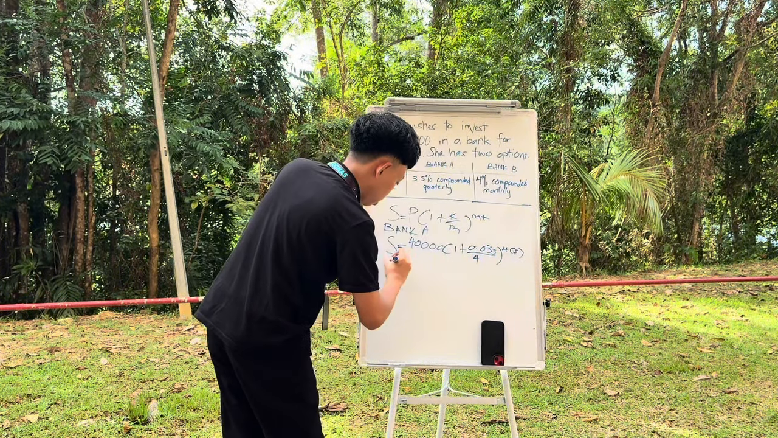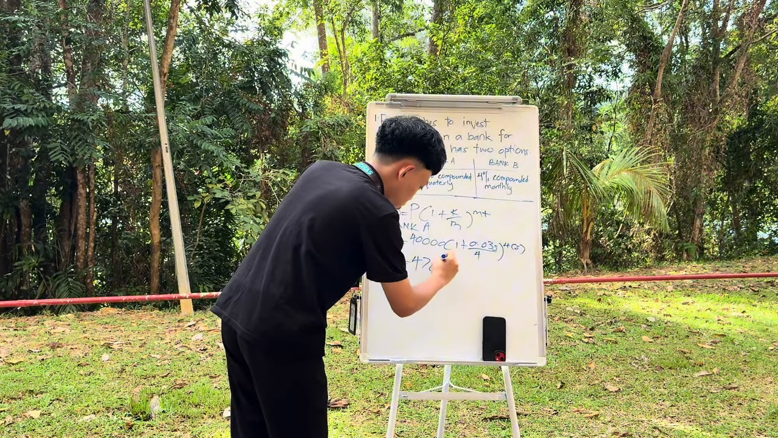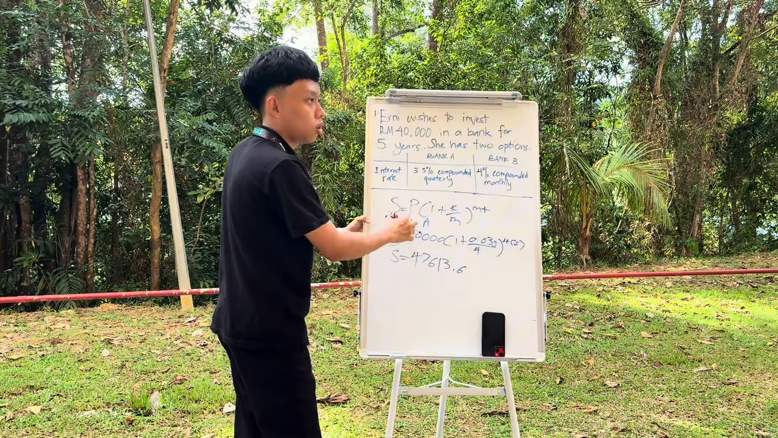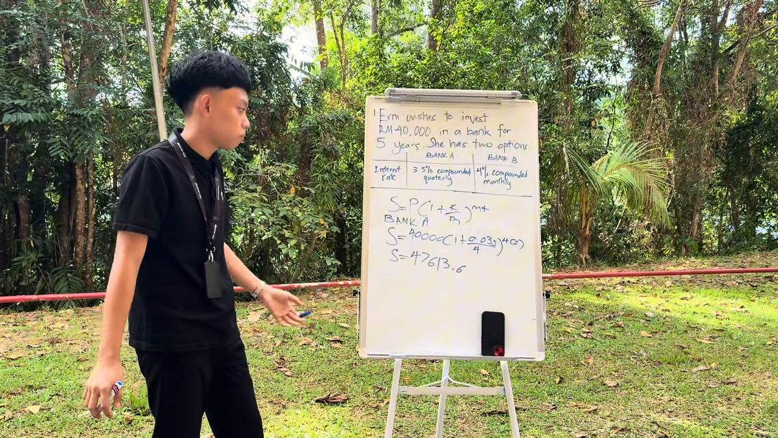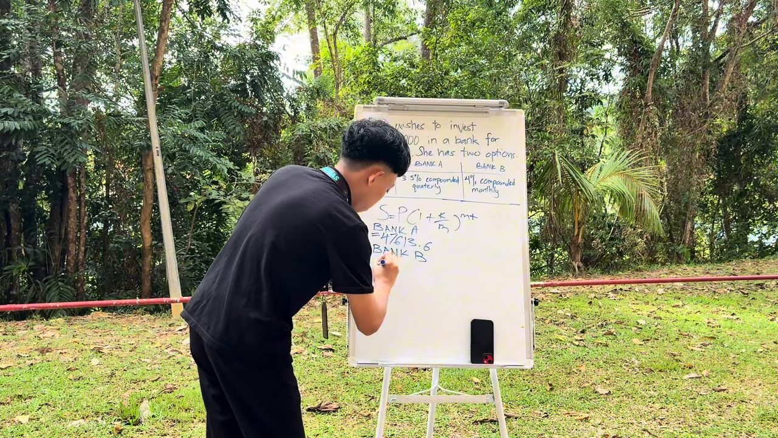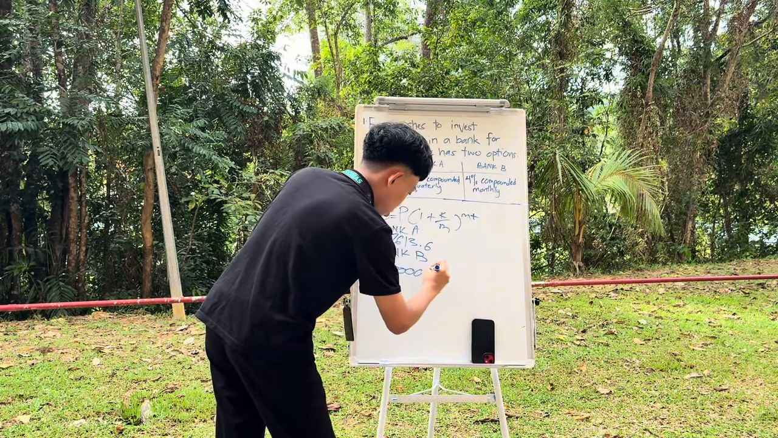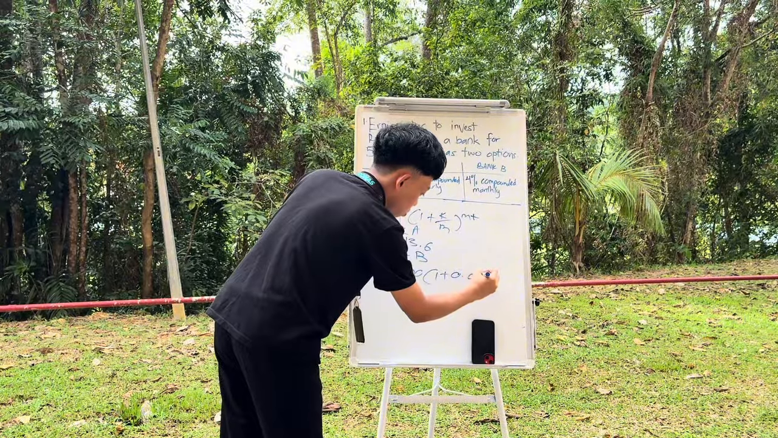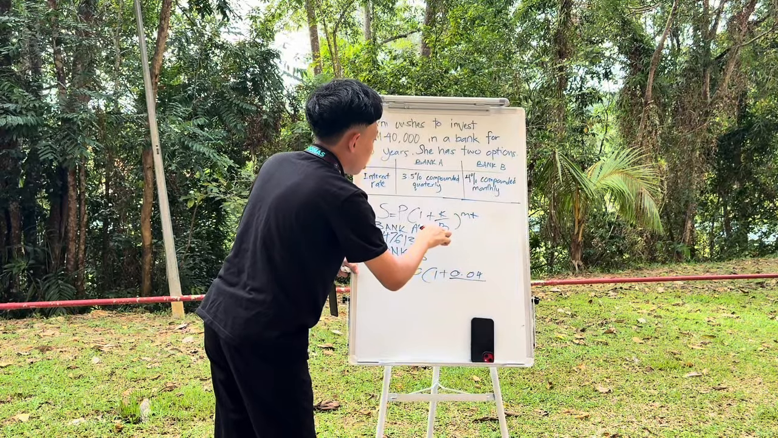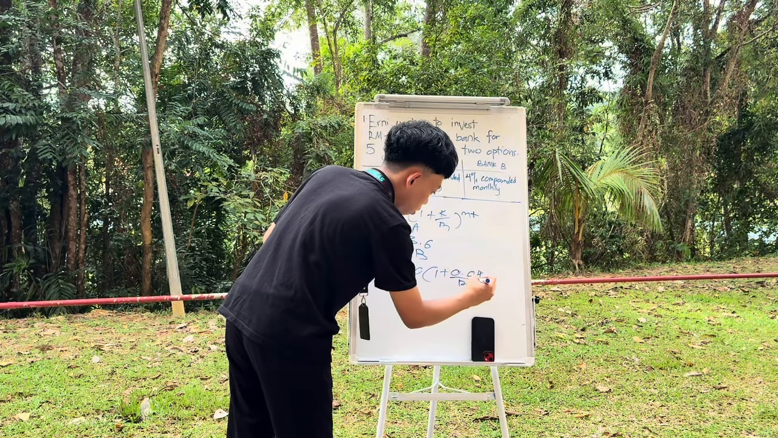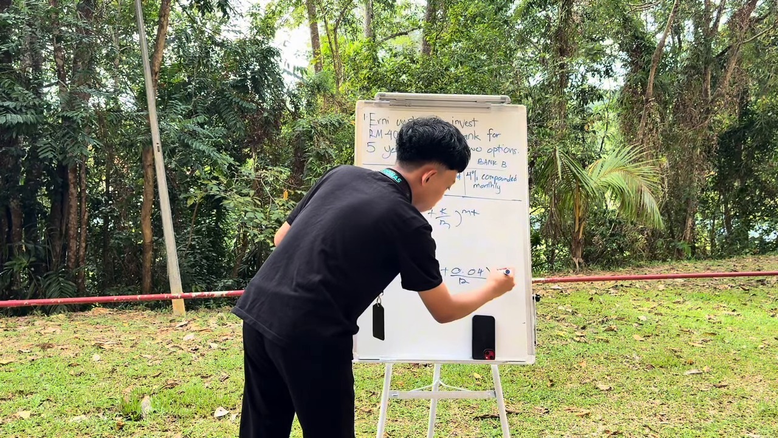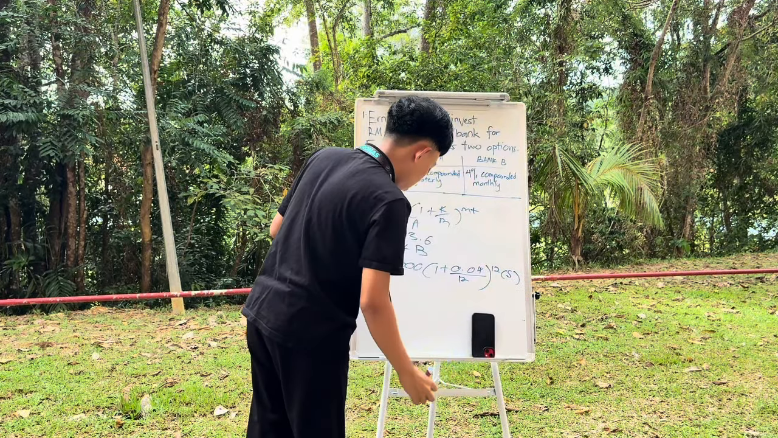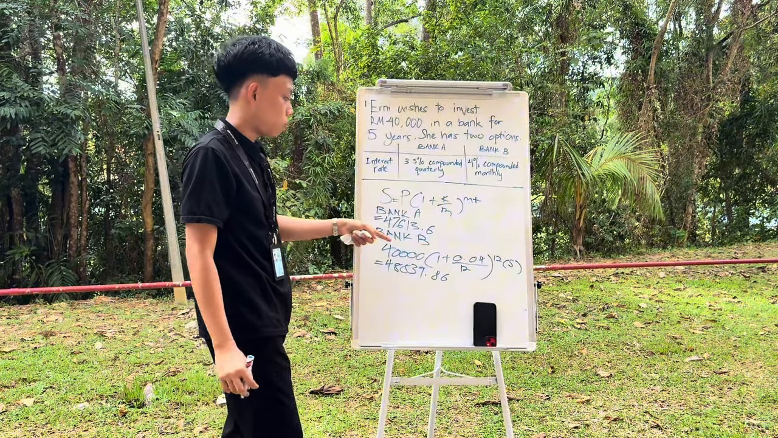So we will get the answer, 471613.6. This is the solution for bank A. For bank B, how to do? 40,000, 1 plus the rate is 4%, 0.04, divided by m. m is monthly, equals 12. The years is 5. So for the conclusion, we will get the answer for bank B.